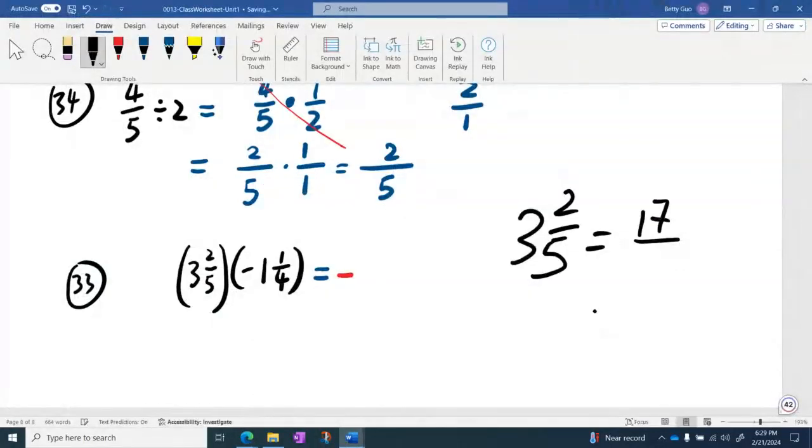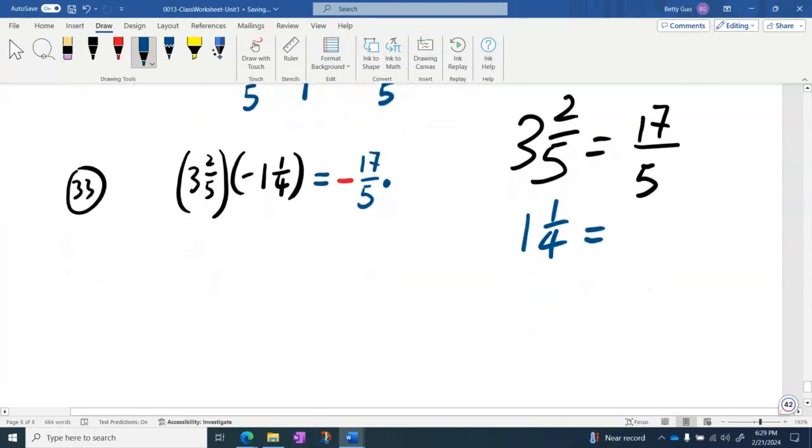Exactly. Yeah, we use the whole number part to multiply the denominator. We have 15, and add the product of 15 on top of the numerator. We have 17. So the first fraction is 17/5. What about the second fraction, the mixed number, 1 and 1/4? How do we convert that mixed number to its equivalent improper fraction? It'd be 5/4. Awesome, exactly. 1 times 4, 4 plus 1, 5/4.